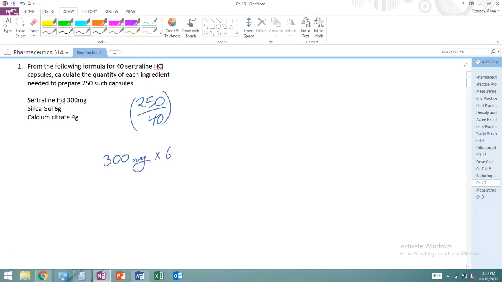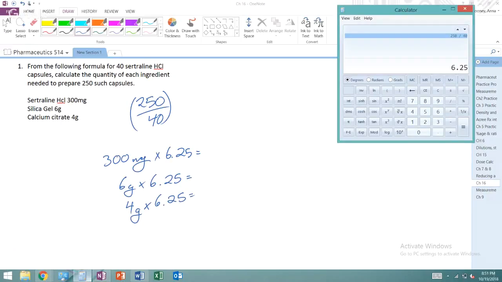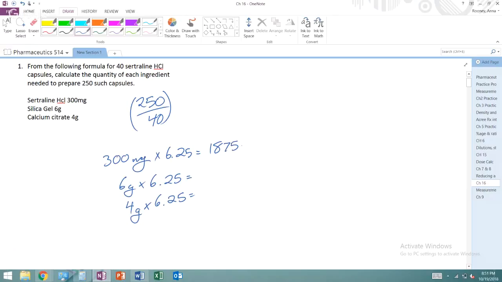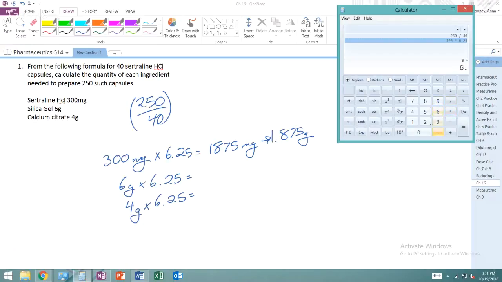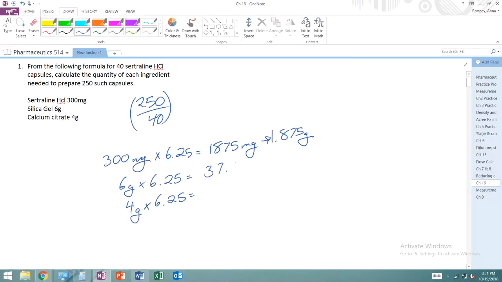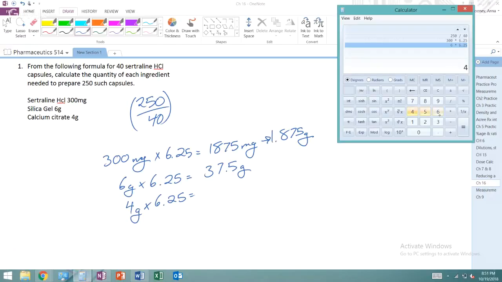So we just do 300 milligrams times 6.25, and 6 grams times 6.25, and then 4 grams times 6.25. I did this differently earlier, so I'm going to see if this works. If I get the same answer, then it does. Yep. Okay, so we find 1875 milligrams, which is the same as 1.875 grams. And then 6 times 6.25, 37.5 grams. And then 4 times 6.25 is 25.